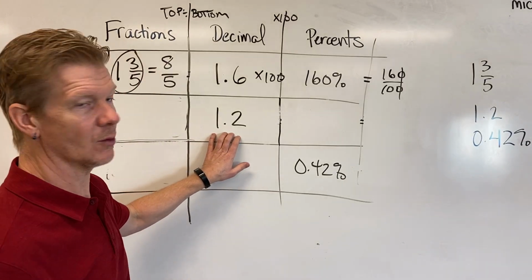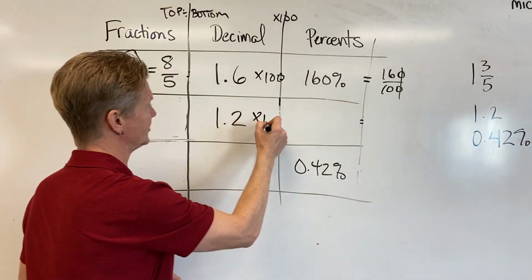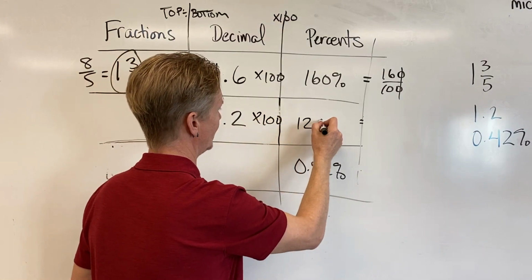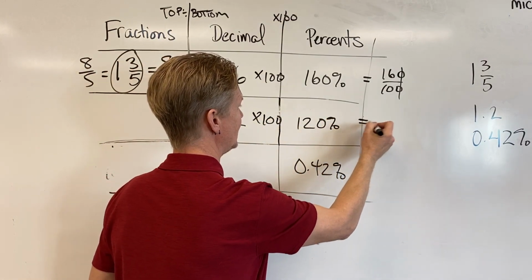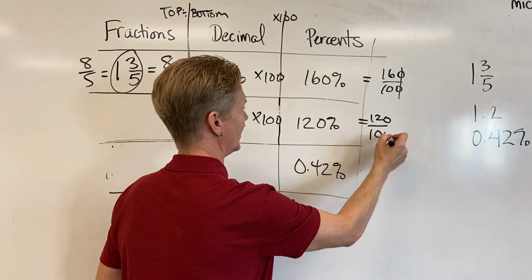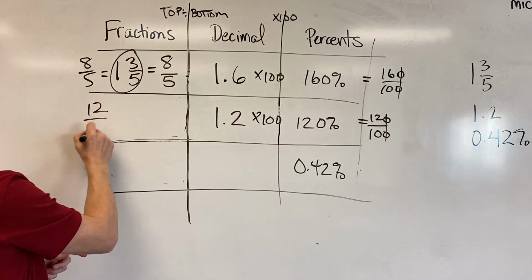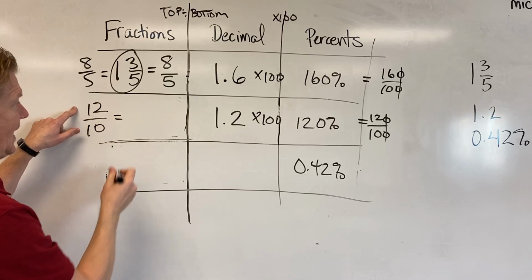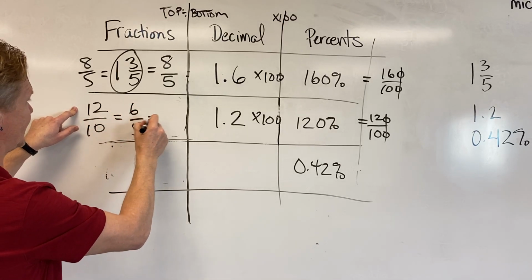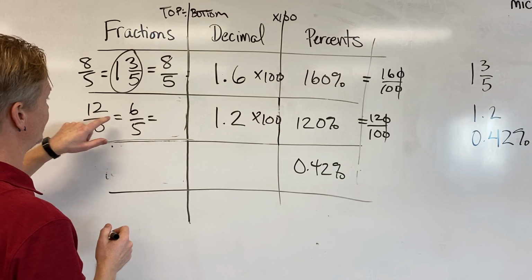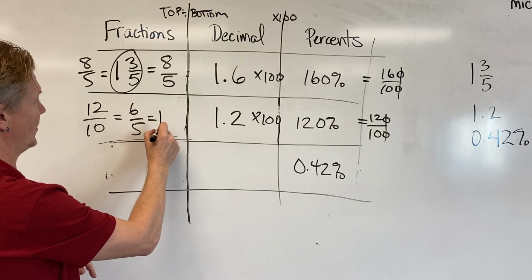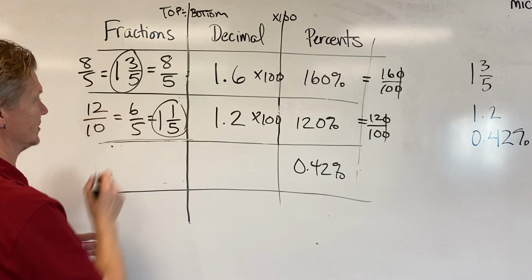Now what if I start here, 1.2? Well, I times it by 100, and I get 120%, okay, which would equal 120 over 100 divided by 10, and I get 12 over 10. So I can come back here, 12 over 10, divide by 2 again, and I would get 6 over 5, and then convert it to a mixed number. So 5 goes into 6 one time, 1 remaining, and there's my answer.